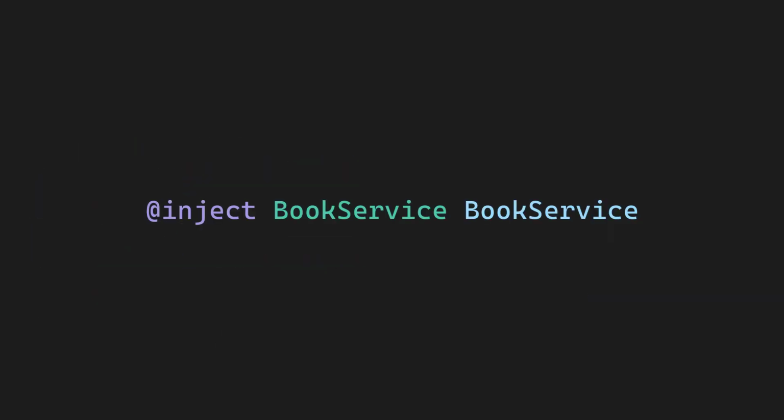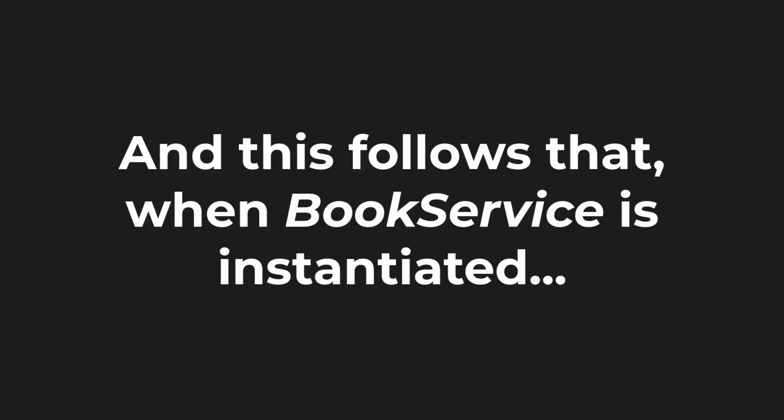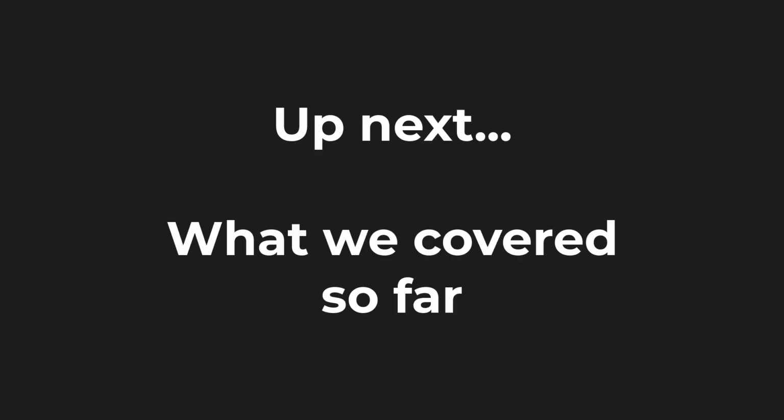Now the @inject directive that we used translates to the following code. So a property called bookService of type BookService with the Inject attribute applied on it. So this means that any consumer, whoever is instantiating the Blazor component, needs to assign an instance of BookService to the bookService property. And this follows that when BookService is instantiated, an object of a class that implements IBookRepository also needs to be supplied to the BookService constructor. In the next video, we will talk about what we covered so far.